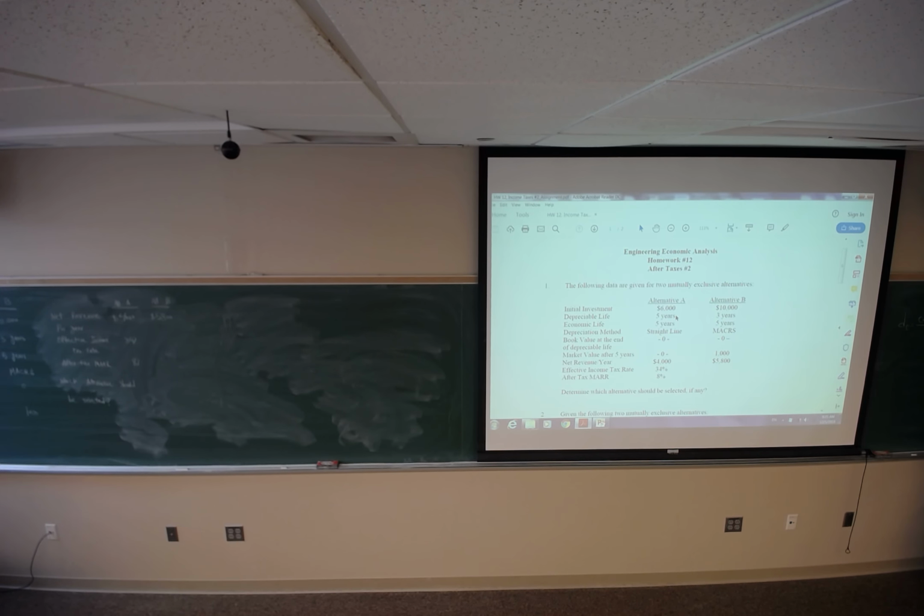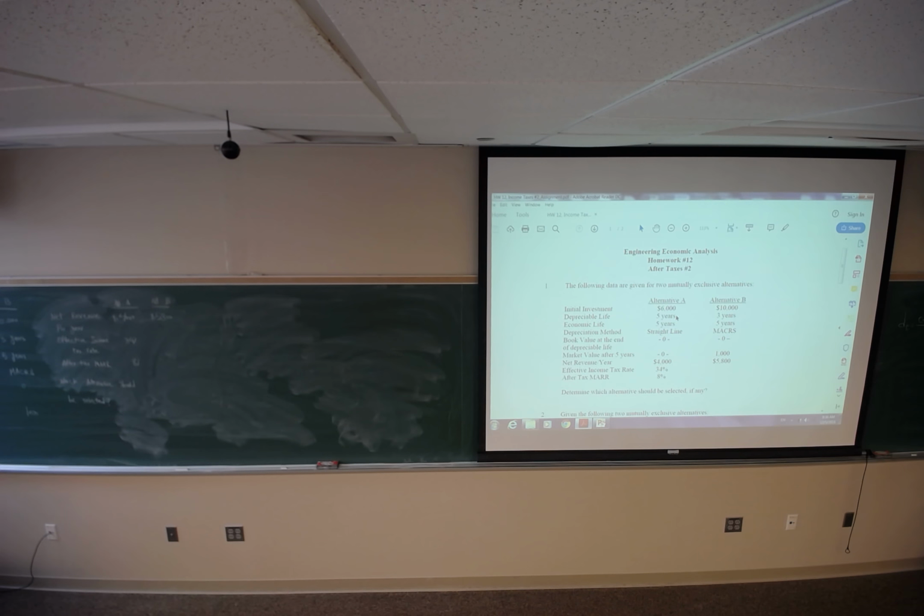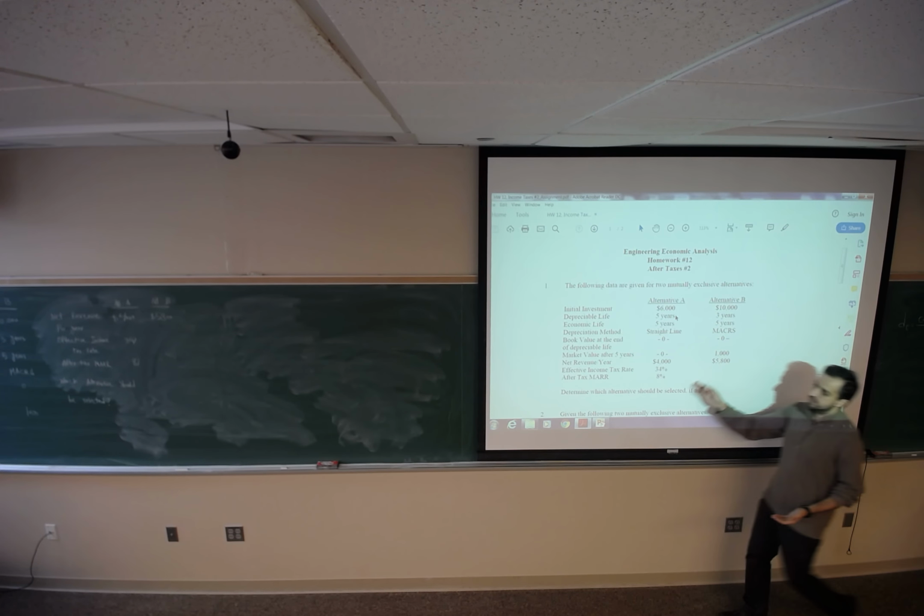This investment project is making $4,000 per year versus $5,800 for alternative B, and the effective income tax rate is 34% for both. And we are given the minimum attractive rate of return. This is the interest rate that we would like to use to evaluate the alternatives. And the question is, which alternative should be selected?